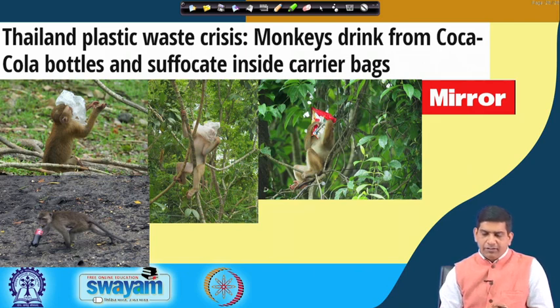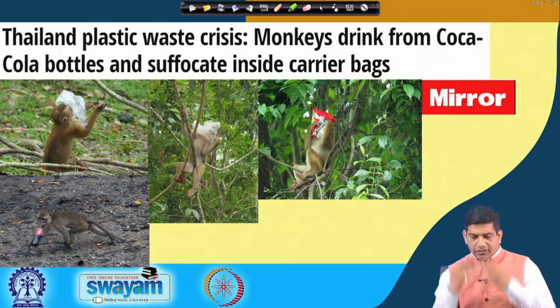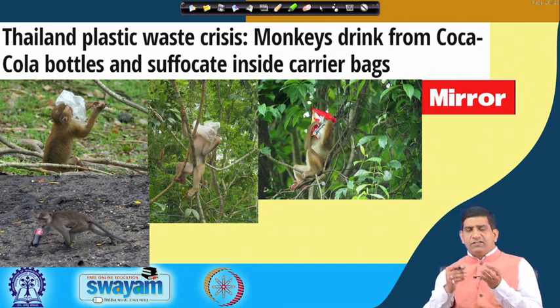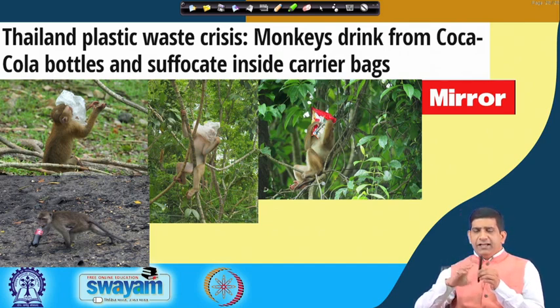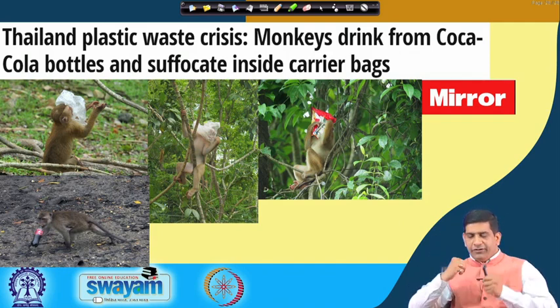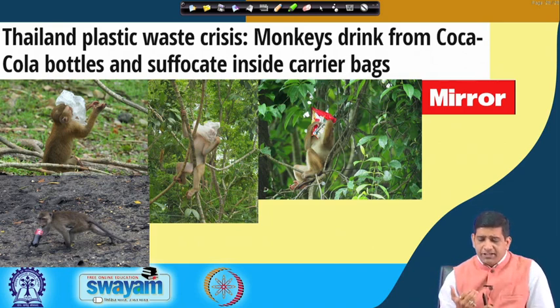For example, in Thailand, the plastic waste crisis: monkeys that drink from Coca-Cola bottles and suffocate inside carrier bags. That's why many times, if you look carefully at those thin bags, it says keep away from children, you may suffocate from these bags. So, you have to use that bag very carefully. You should not put it on the head, but many times these animals don't have that much thinking ability, and it creates a problem for them where they get entangled and suffocated inside the carrier bag.